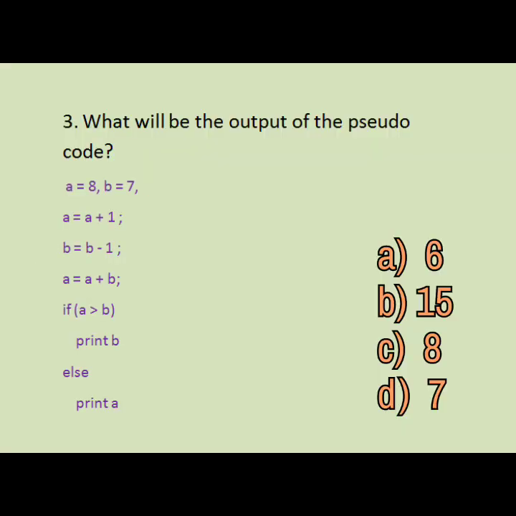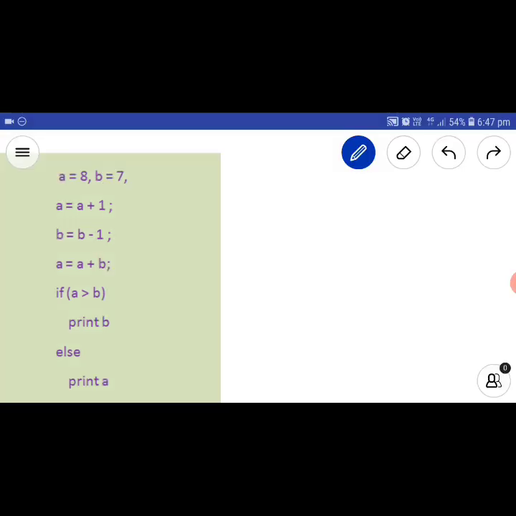So this is our second question. See, in this code we have the value of a equals 8 and b equals 7, and the next given is a equals a plus 1, meaning the value of a is increasing by 1, right? Next given is b equals b minus 1. Here the value of b is decreasing by 1, right? Okay, so next given is a equals a plus b, meaning the value of a will be a plus b. So here the addition of both the variables is happening.